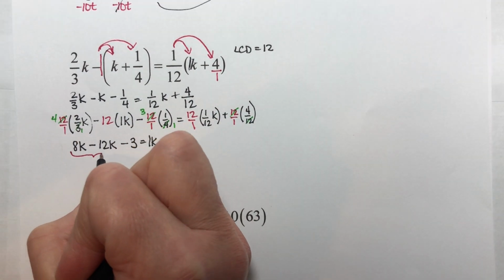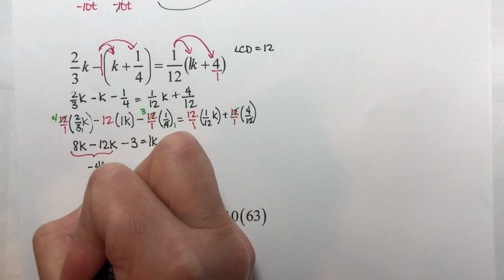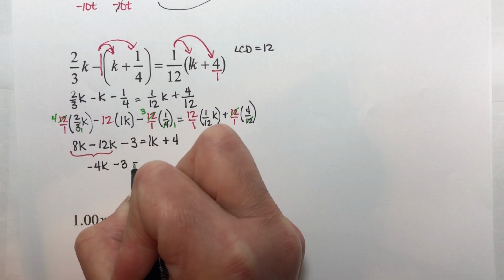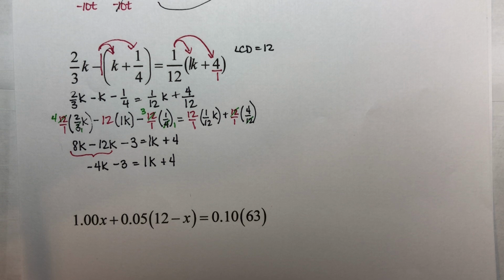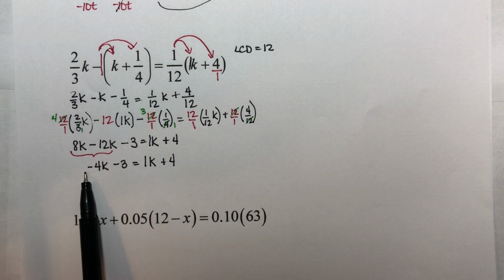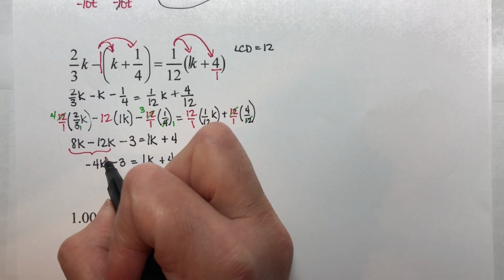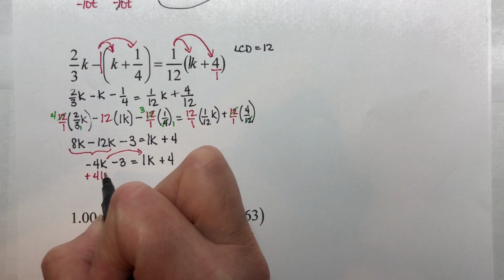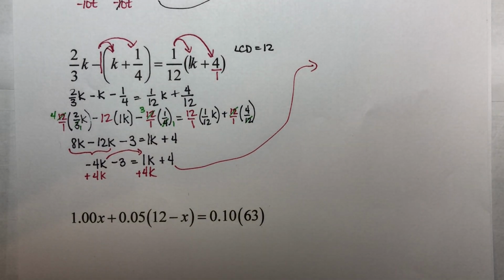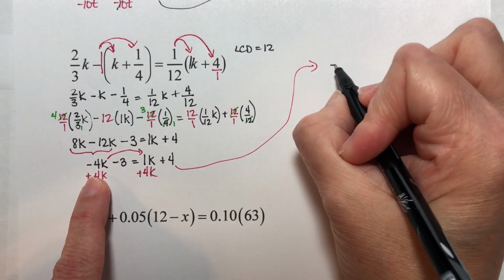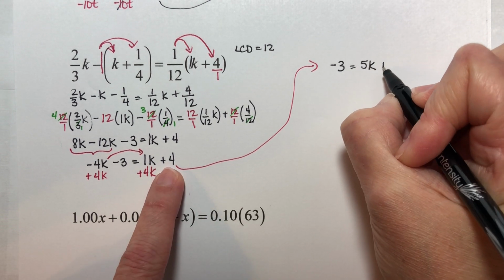Now these are like terms, so combine those. 8k minus 12k would be negative 4k, minus 3 is equal to 1k plus 4. Now I want to get my variables on the same side. So I either want to move this over to here or this one over to here. Let's just move this over to here. Why not? So this is a minus 4k. So I'm going to add 4k to both sides. So this cancels out and I have a negative 3 equal to 1k plus 4k will be 5k. And I still have the plus 4.